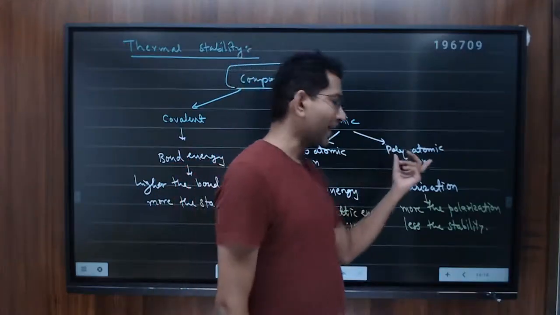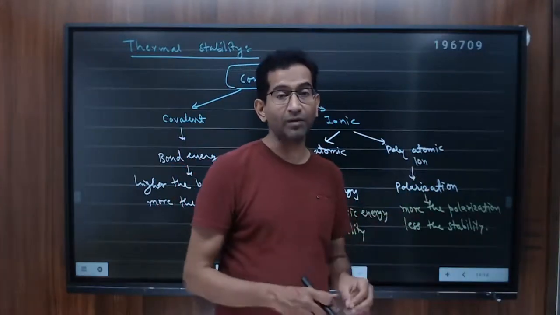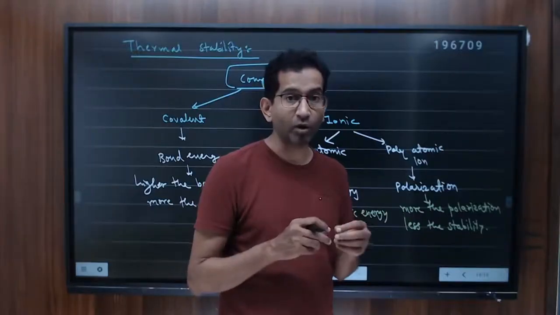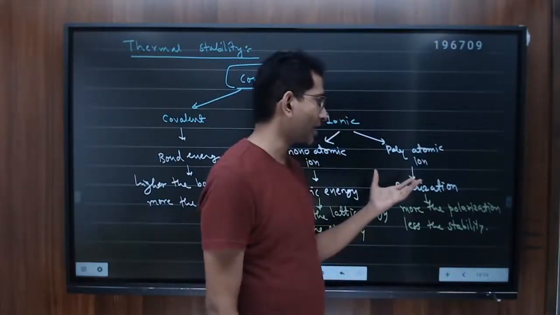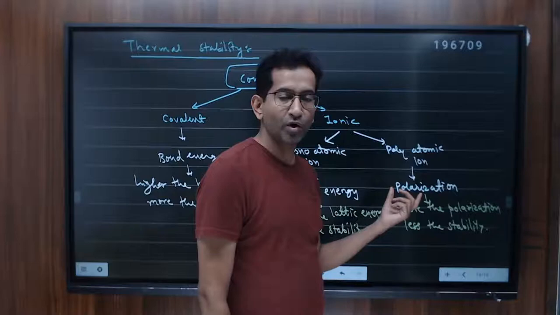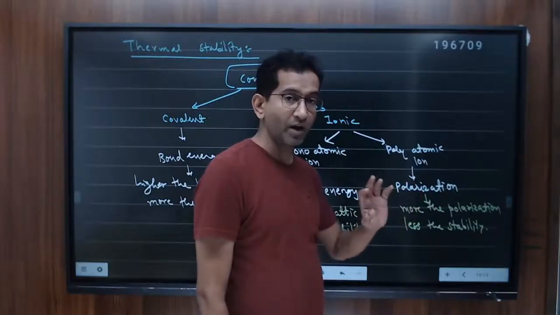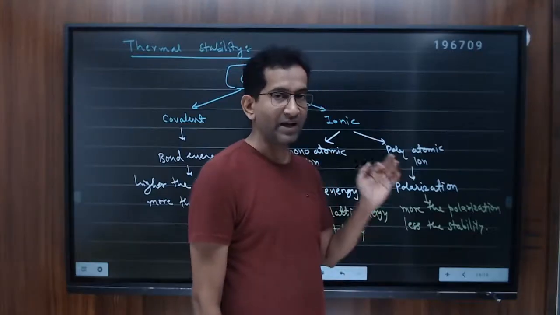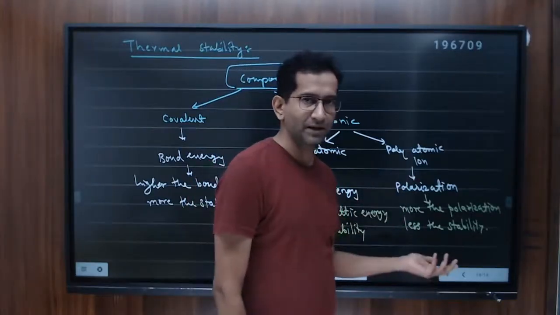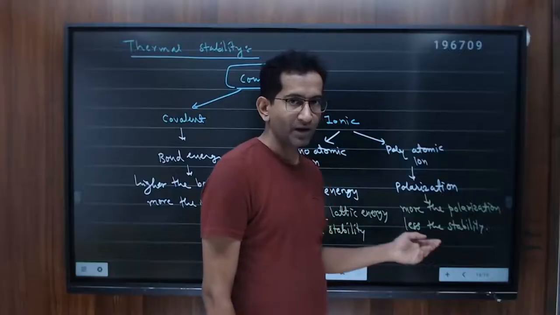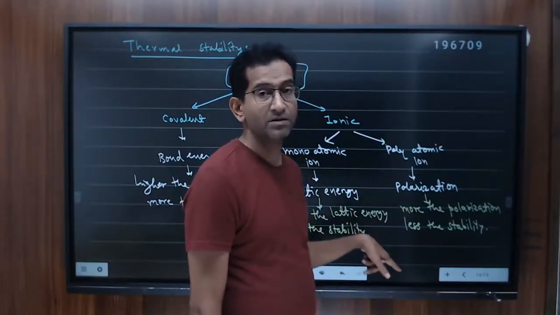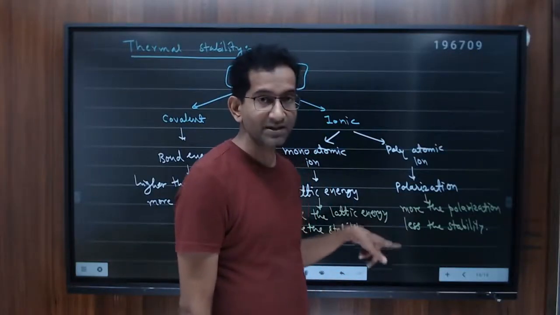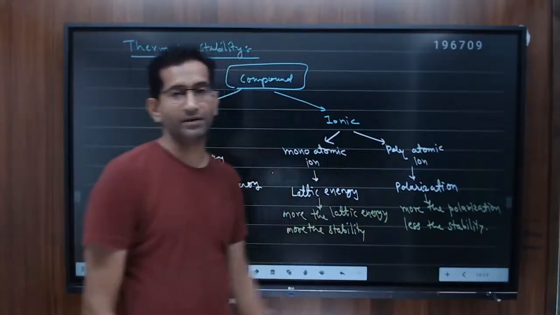Okay, polyatomic ion. If ions are made up of more than one atom, then it is called a polyatomic ion. In that case, you will focus on polarization. If polarization is there, it means the compound has covalent character, and if it has covalent character, it has less thermal stability. Okay.